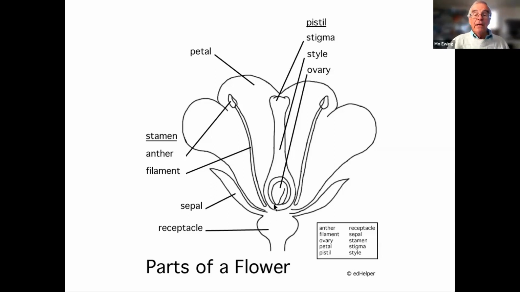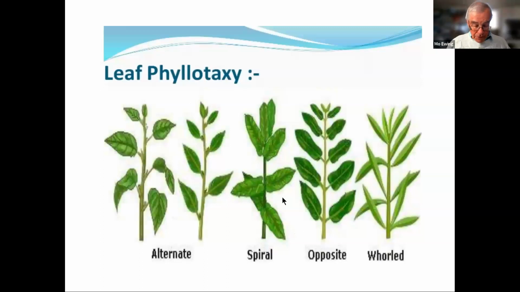Okay, the next thing that's used in plant morphology is leaf phyllotaxy. And this is basically how the leaves are arranged on the stem. This is another characteristic that you use to identify plants. And they basically fall into these categories.